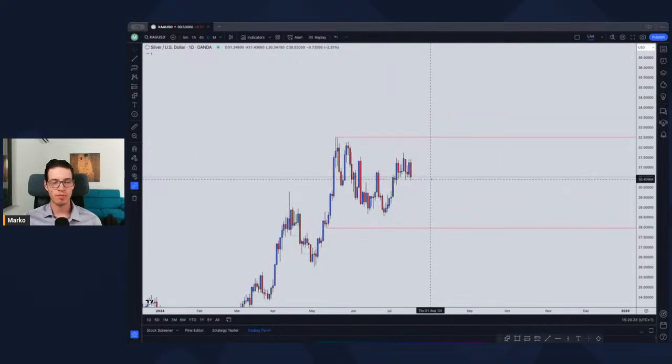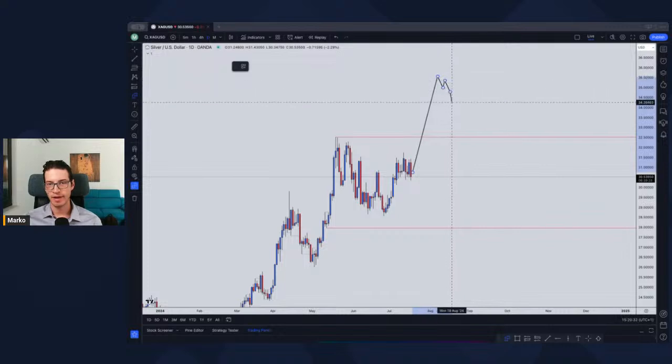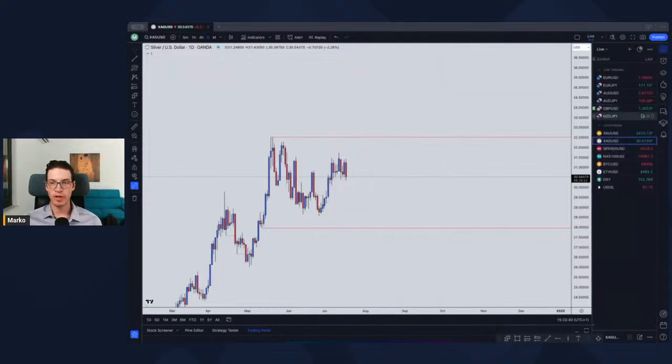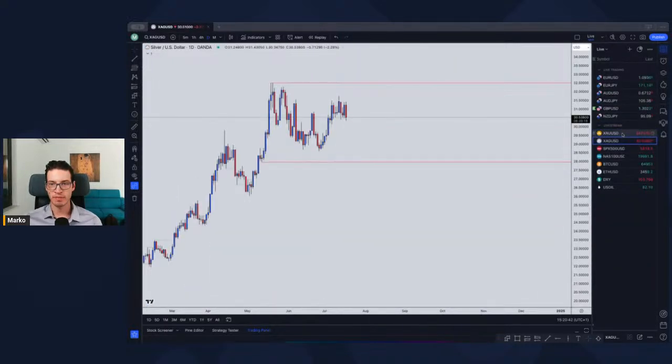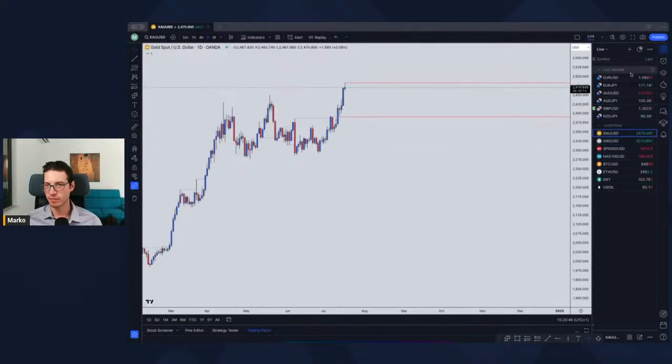What do I want to see for a bullish case? Well, I want to see a breakout of the structure and then a nice impulse and then some nice buy setups. That would be a game plan on silver. If you're looking to pick which one is better, gold is better. Okay, gold looks more bullish than silver.